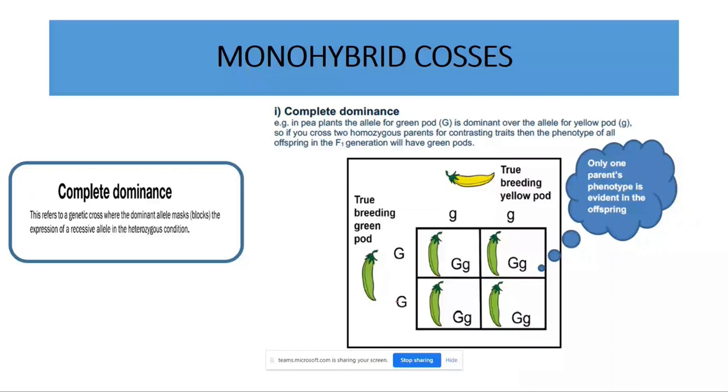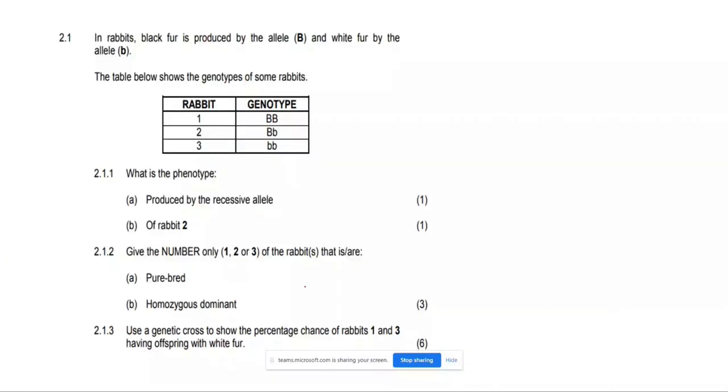Meaning if I have big G, and I cross it with small g, there's my gametes, big G, small g, they're separated. And there's my offspring in my first generation. All of them, as you can see, will be green. And that I call complete dominance. A cross where the dominant allele blocks the expression of the recessive, in the heterozygous state. Right, now we're going to look at an example from the exam.